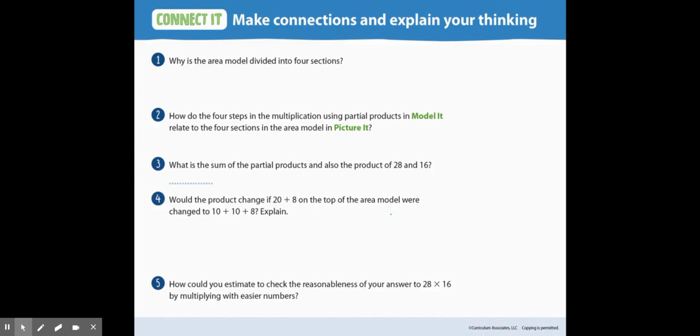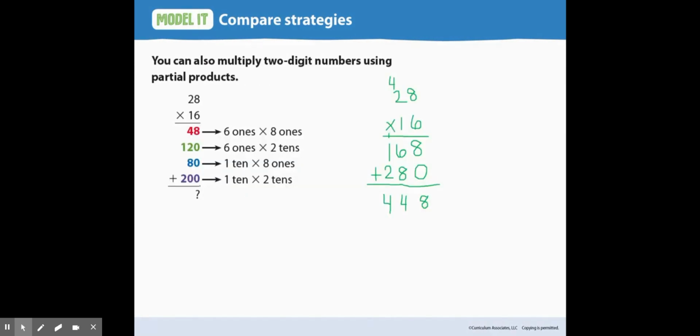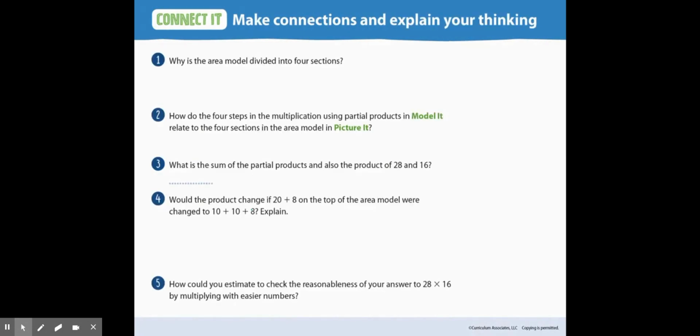How do the 4 steps in the multiplication using partial products and model it relate to the 4 sections in the area model and picture it? And I'm actually going to go back and let you see that. So here's the area model. So we have 200, 80, 120, and 48. Now if we look at the partial products, we have the exact same numbers that we saw in the area model. So basically what the area model was doing was helping us to find the partial products.